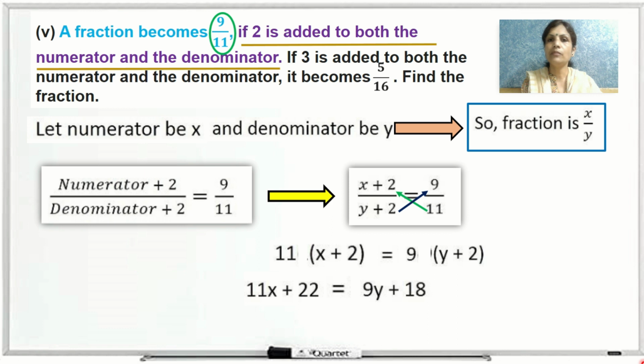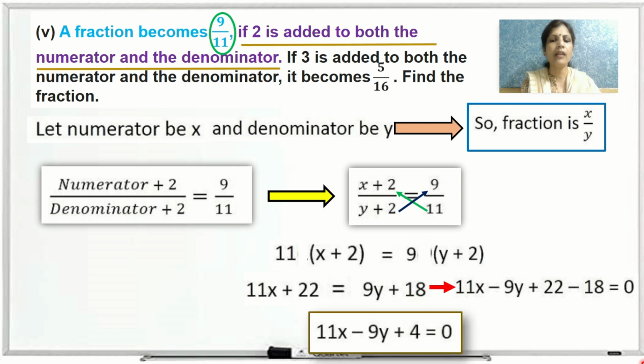Now shift the terms properly so that you will get the equation. So we get 11x - 9y + 22 - 18 = 0. But what is +22 - 18? It is +4. So 11x - 9y + 4 = 0. This is our first equation.